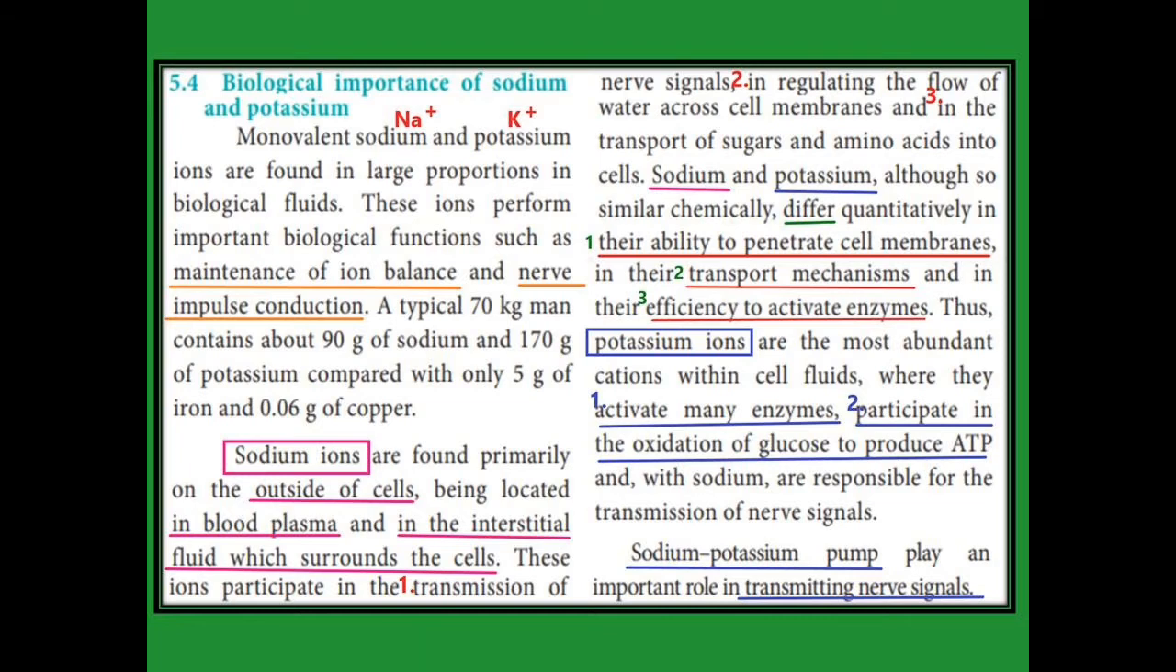Potassium ions are present within the cell fluid, and they also perform some functions inside the body. What are they? The first is to activate many enzymes. Another function is to participate in the oxidation of glucose to produce ATP. Along with sodium, it is also responsible for the transmission of nerve signals. The transmission of nerve signals is done with the help of the sodium-potassium pump.